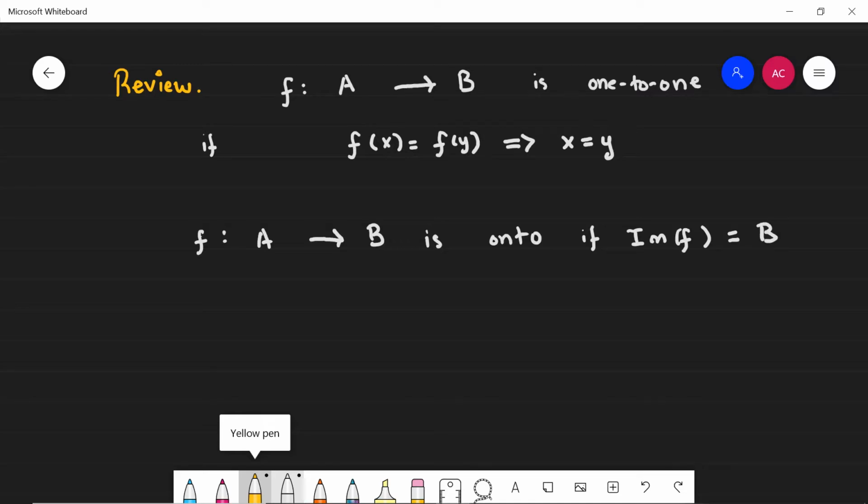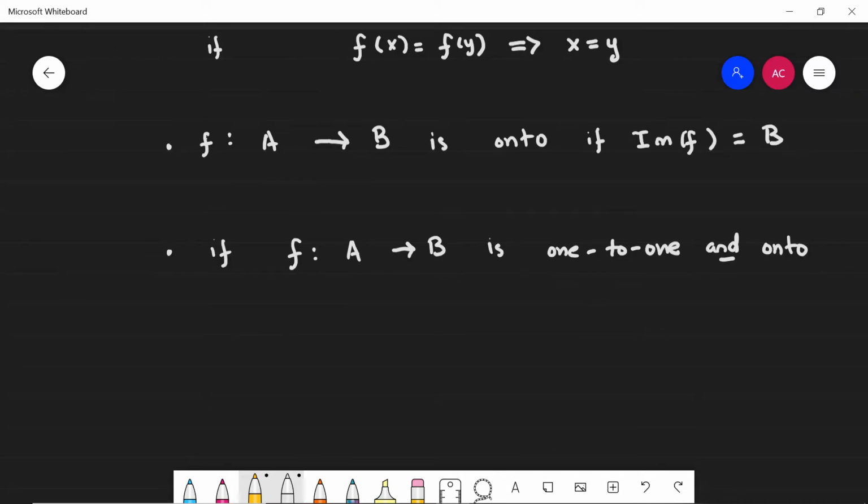Now, if it turns out to be the case that a function is both one-to-one and onto, then we call it a bijection. So if a function, again mapping A to B, is one-to-one and onto, we call it a bijection. Here my function is one-to-one and onto. In this case, we say f is a bijection. And the inverse of a function exists if and only if f is a bijection.